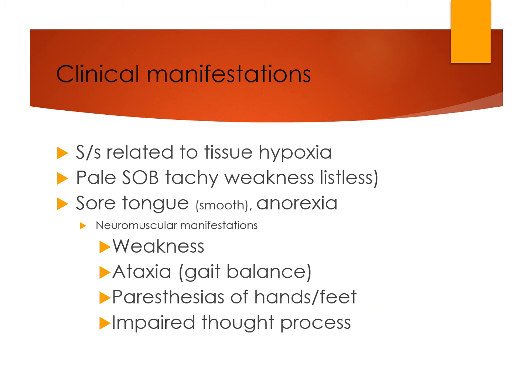Somebody with B12 anemia will, of course, have signs and symptoms that are consistent with anemia, and symptoms that are associated with tissue hypoxia. They will appear pale, short of breath, tachycardic. They will appear weak and listless. Sore tongue. It could be a smooth tongue. They'll have anorexia. One thing about B12 is because of its neurological implications, B12 is often given to patients who have dementia and Alzheimer's. Look for weakness, ataxia, paresthesia of the hands and feet, which is that tingling feeling, and an impaired thought process.